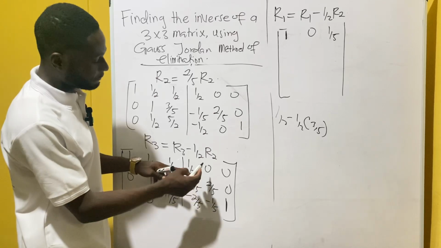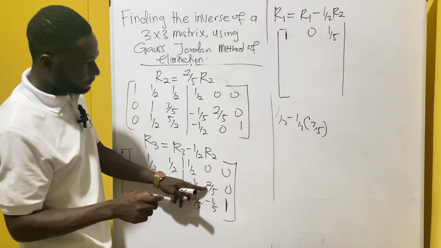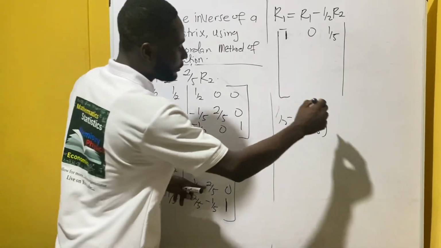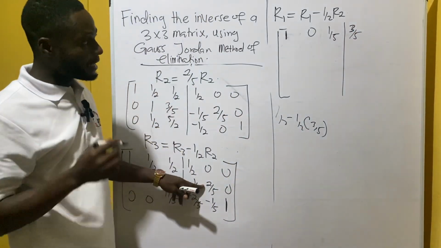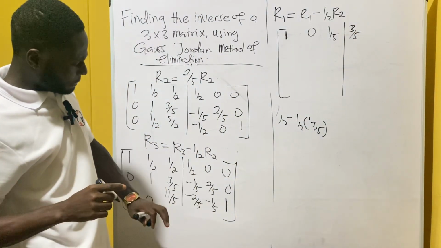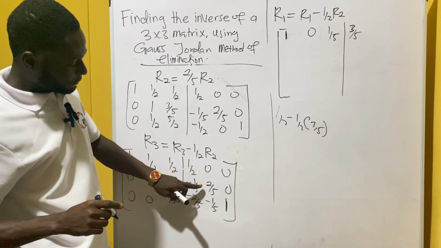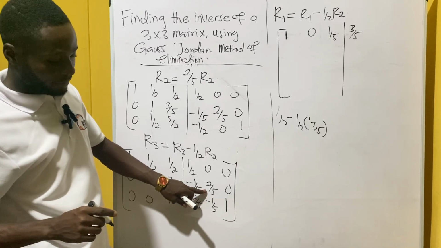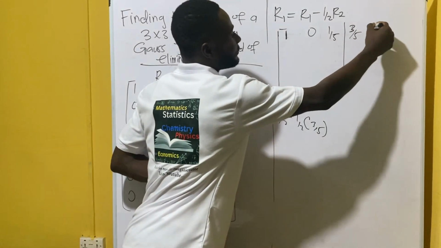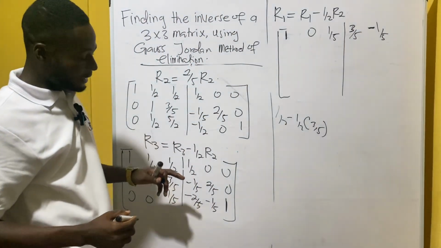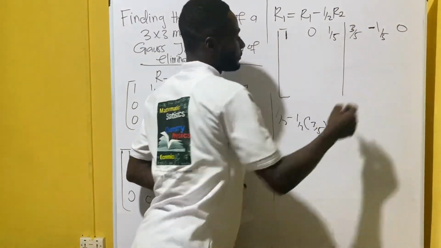Half minus half times 2 on 5, right? And that is 3 on 5. Right? And then we go to 0 minus half times 2 on 5, and that is negative 1 on 5. And then the last one is going to be 0 minus half times 0, and that is 0.